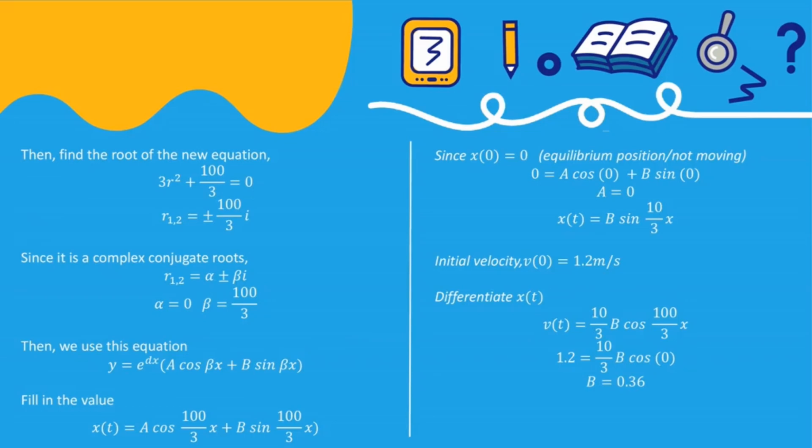When x equals 0, it is at an equilibrium position or not moving. So we insert, then we get 0 equals a cos 0 plus b sin 0, which gives a equals 0. Then we get x(t) equals b sin 10 over 3 x, and the initial velocity is 1.2 meter per second. Then we differentiate x(t), we get v(t) equals 10 over 3 b cos 10 over 3 x. Then we insert the values. We get b equals 0.36.